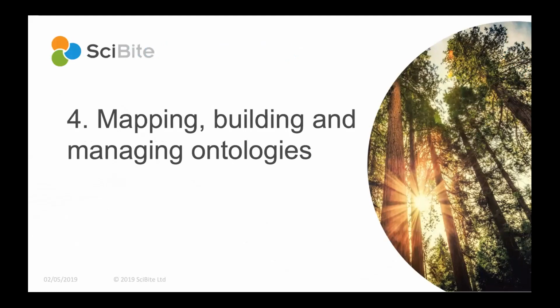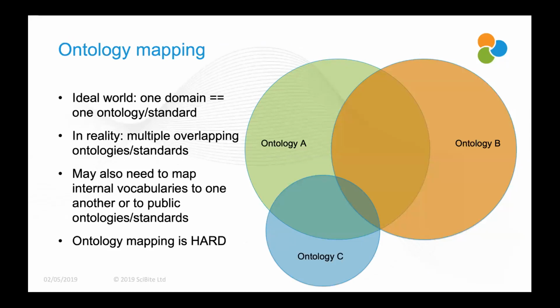Okay, so that brings me neatly on to mapping ontologies and building and managing ontologies. In an ideal world, there would be one standard or one ontology per domain, and this is something that the OBO Foundry aims to do. But in the real world, this isn't always the case, and especially in the clinical domain, you end up with multiple overlapping standards. So one of the things you may have to do within an organisation is to be able to pivot between those different standards, either between your standard and a public standard, or between different public standards.